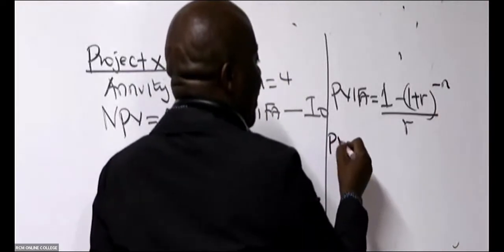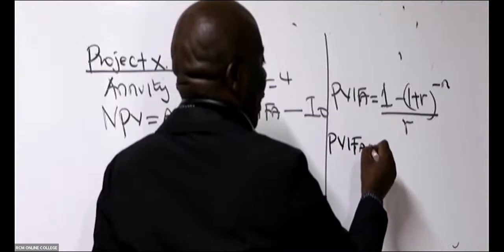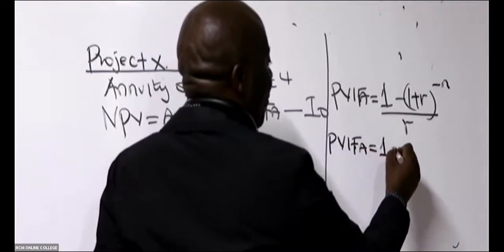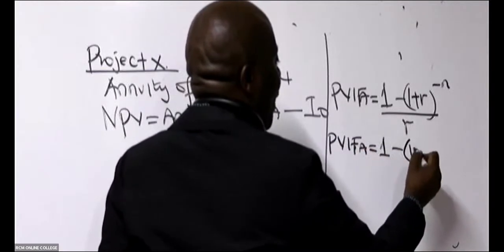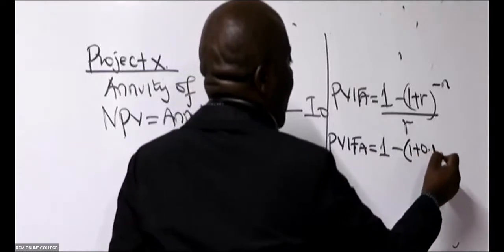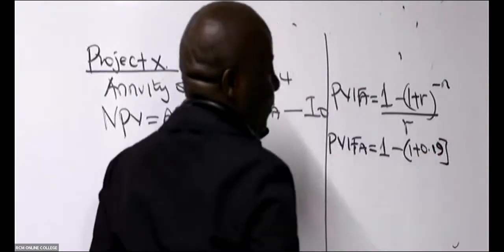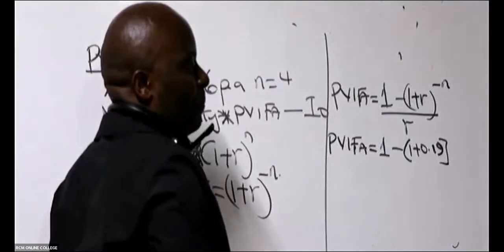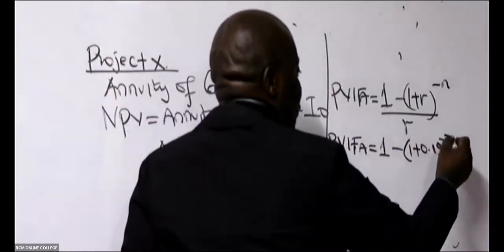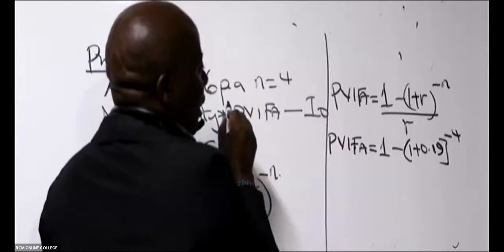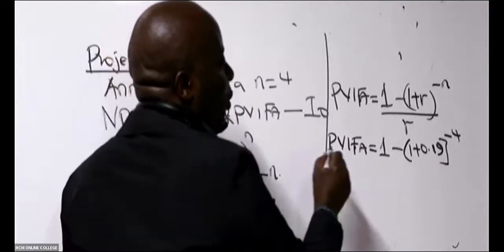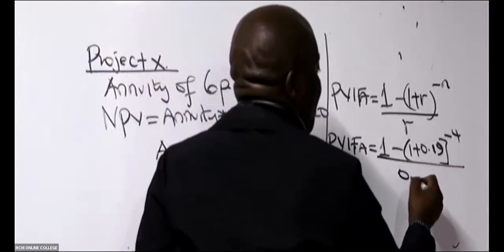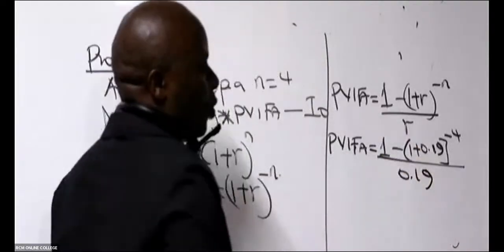So then in that case here, my PV will be 1 minus the project we are handling. It has a risk of 19%. And we are going to enjoy this cash flow for 4 years. The 6, n is 4. And then we divide everything with this same R, which is 0.19.